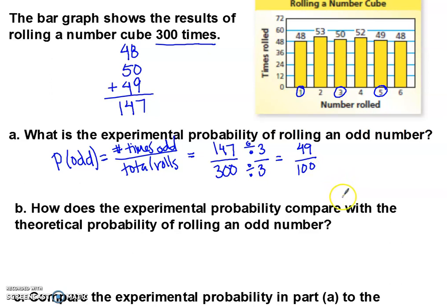Now let's talk about part B. This is 49 out of 100. That's really, really close to a half. And if we think about the comparison between theoretical probability and experimental probability, they are really close in this case. They rolled that number cube so many times that the experimental probability almost perfectly lines up with the theoretical probability, which is really great because that shows that our experiment is well calibrated to the theoretical possibility that we'll roll an odd number.